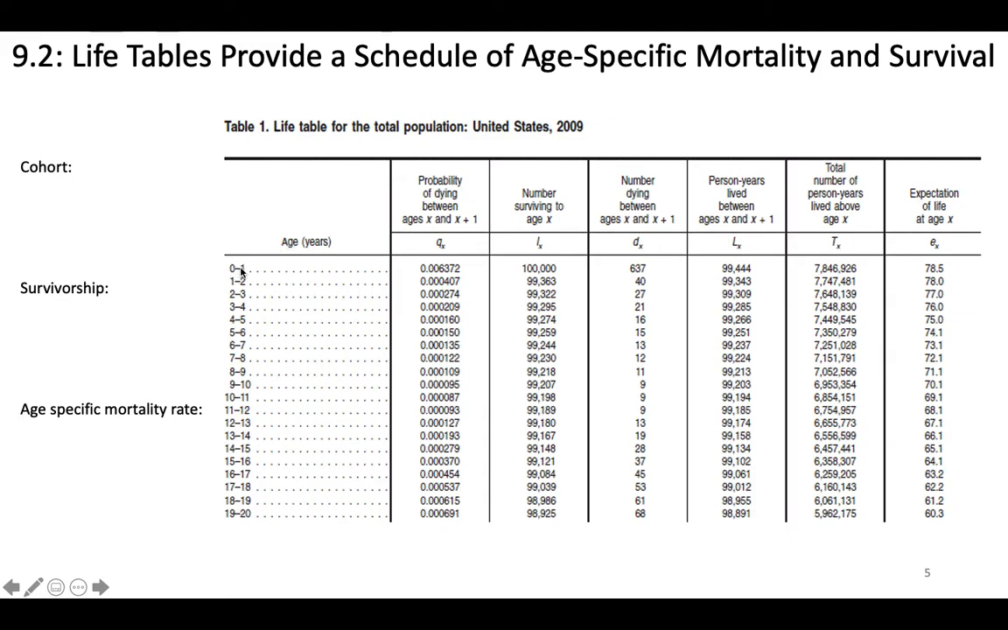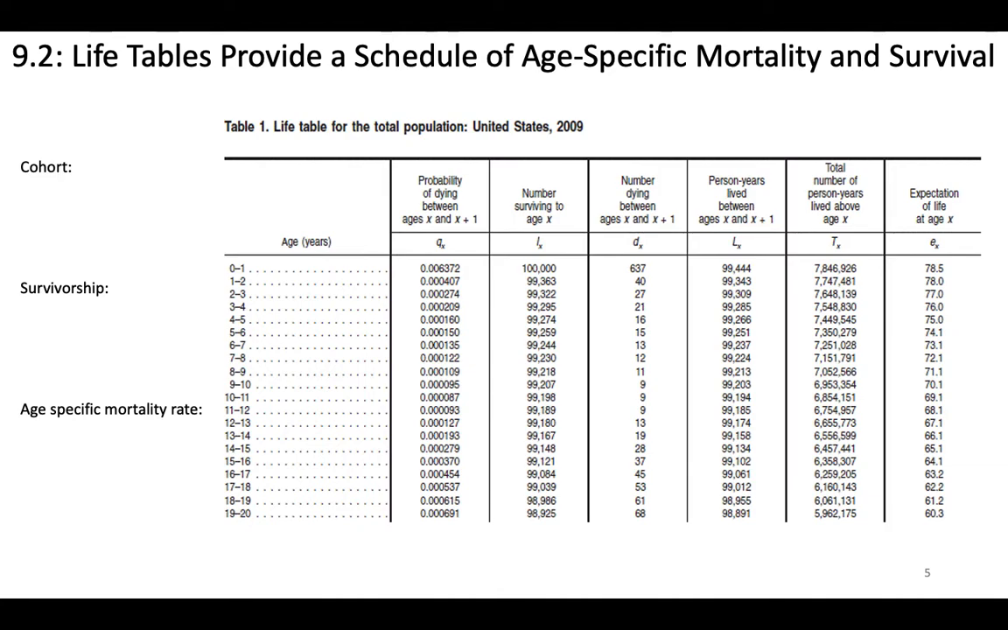So everyone 0 to 1 age in 2009 was put in here. Everyone 1 to 2 was put in here. 2 to 3 put in here. And then what you can do is calculate survivorship for each of these cohorts. So that's the probability at birth of surviving to any given age. And then you can also calculate age-specific mortality. So that's the number of individuals that die during any given time interval divided by the number alive at the beginning of that interval.